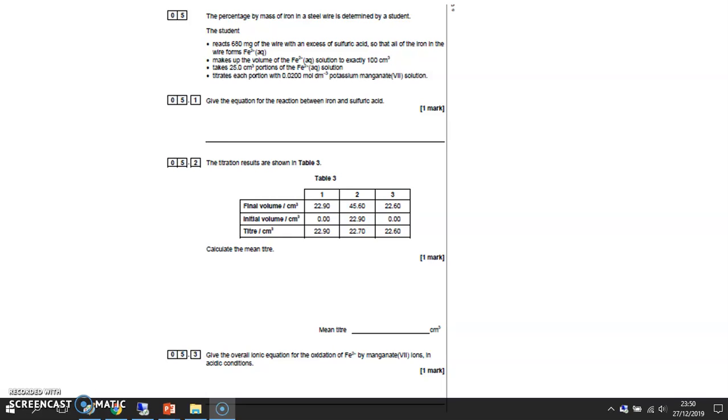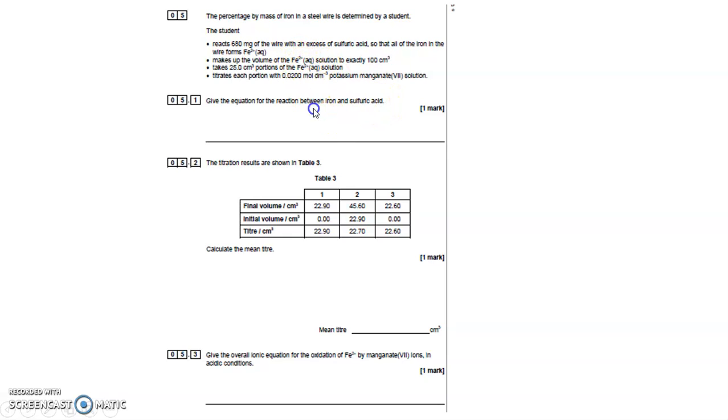Give the equation for the reaction between iron and sulfuric acid. Well, iron's Fe, sulfuric acid is H2SO4. A metal and an acid always give hydrogen gas, and we know that it makes Fe2+, sulfate ions are SO4 2-, so it's going to be FeSO4.